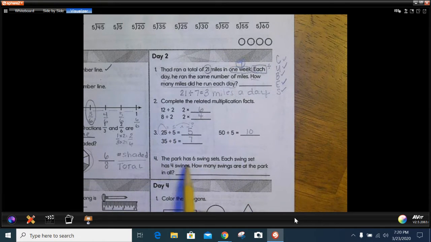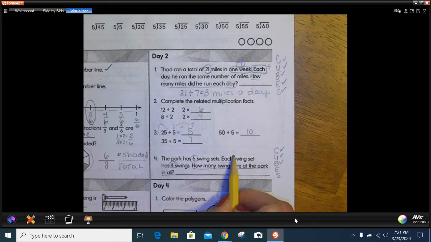Here we go. The park has 6 swing sets. Each swing set has 4 swings. How many swings are at the park in all? Circling our numbers, underlining our question, boxing our math action word, showing us that we need to look for a total, how many swings. So we need to multiply it, evaluating our steps. 6 times 4. Let's solve our work. 24 swings. You guys know I love a good label on your morning work. On any math problem, really.